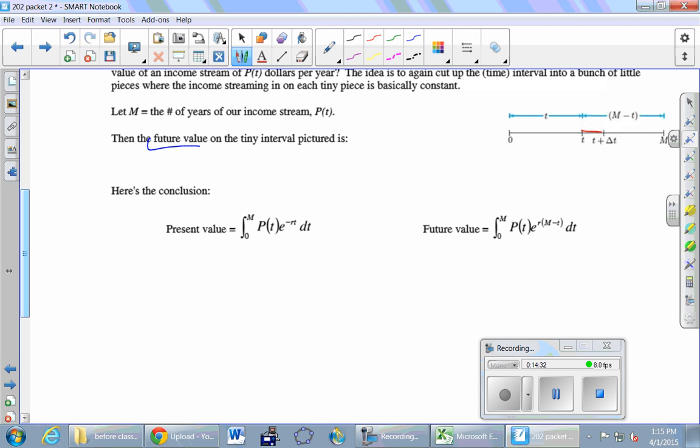So let's answer this question right here. It says the future value of that money coming in on that tiny time interval. Future value. Okay, so we'll use, again, B equals P e to the RT. Which letter is the future value? It's the B, so we're not going to change this equation. Okay, P is the amount of money that we are talking about investing.